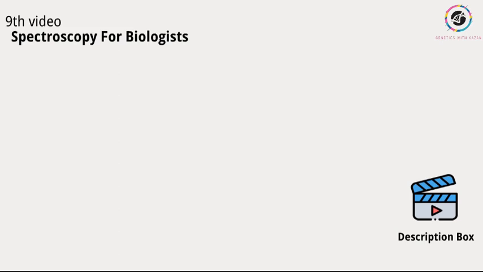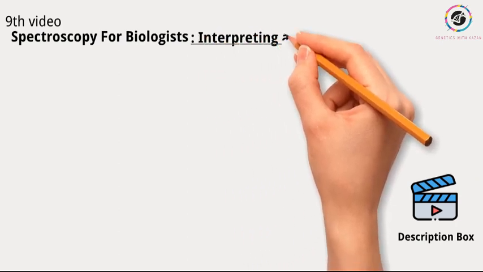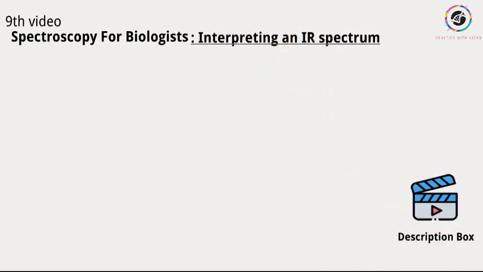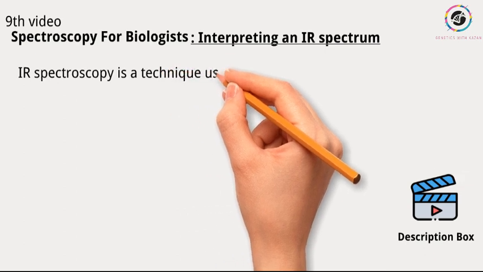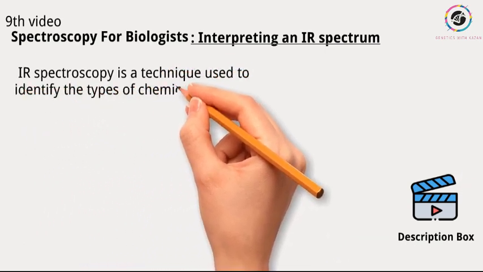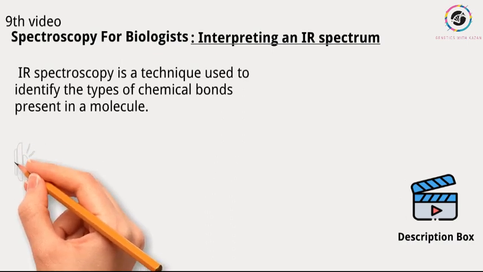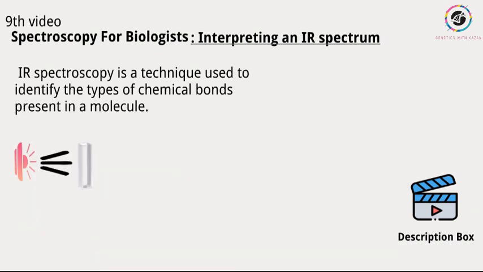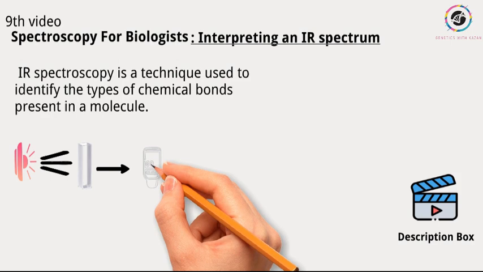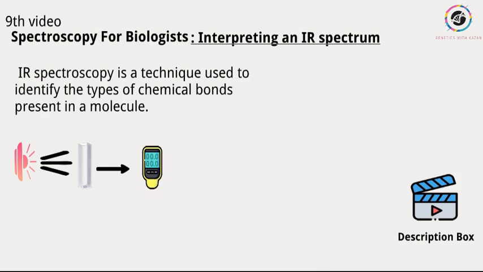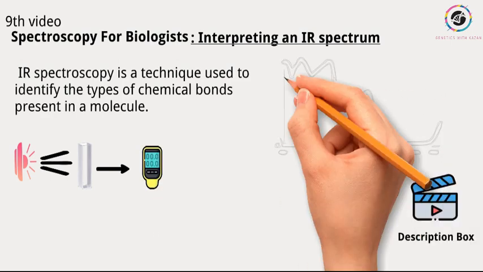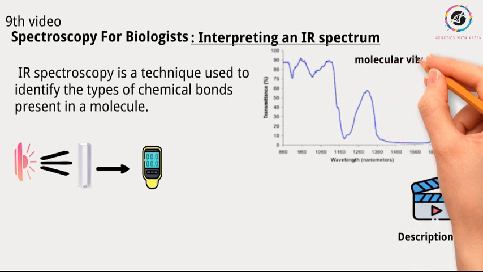Let's dive straight into today's topic. In this video, we're going to guide you through the process of interpreting an IR spectrum. As we explained earlier, IR spectroscopy is a technique used to identify the types of chemical bonds present in a molecule. It works by shining infrared light on a sample and measuring how the molecules in the sample absorb the light at different frequencies. Interpreting an IR spectrum is like deciphering a molecular fingerprint.